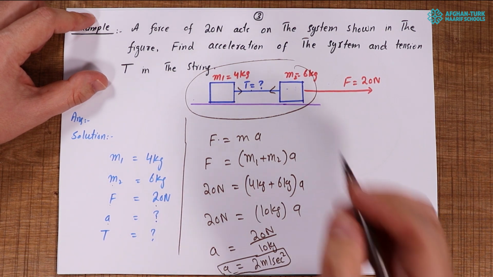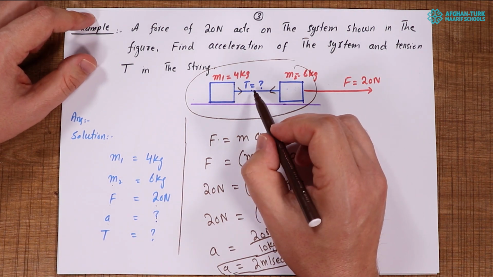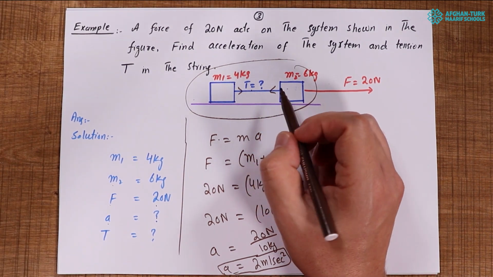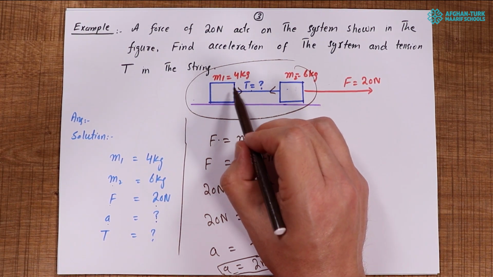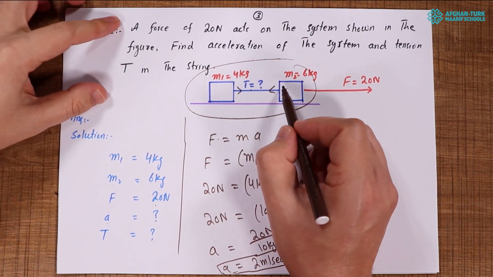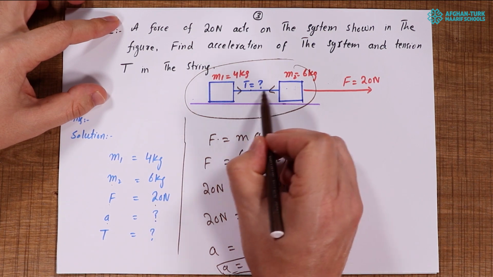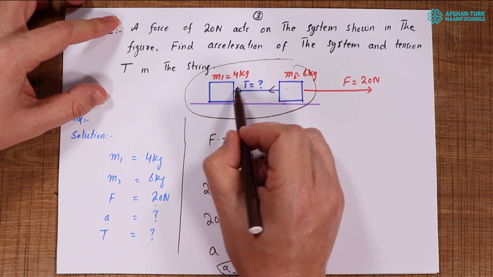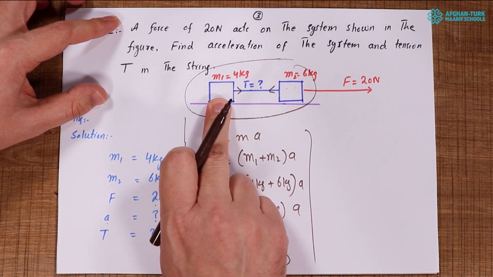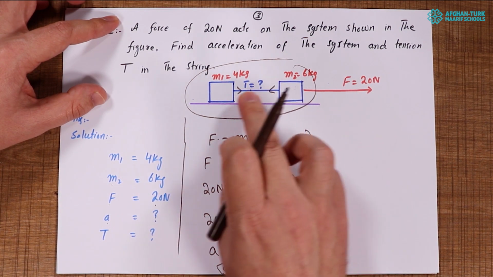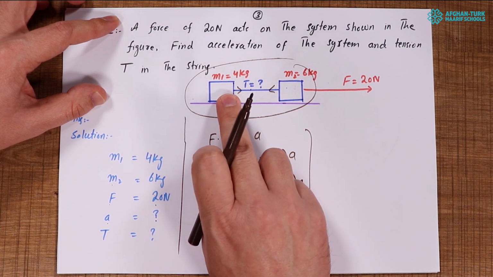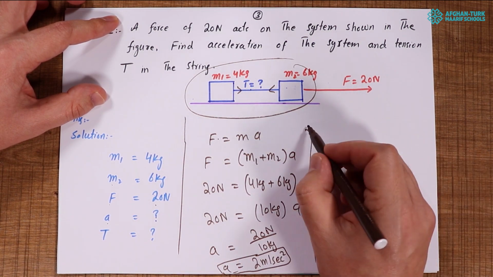Next, we want to find the tension force. One thing to remember for the tension force is that if we find the tension force from this side or from this side, the result must be equal. For example, if I find the tension force from this block of mass or this other block, this side's tension force must be equal to the other side. Let's see how.